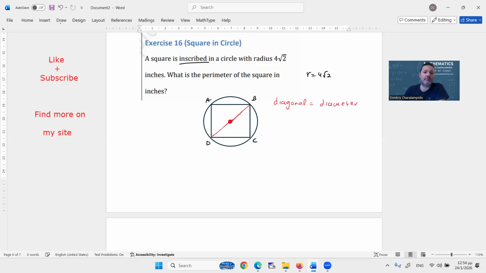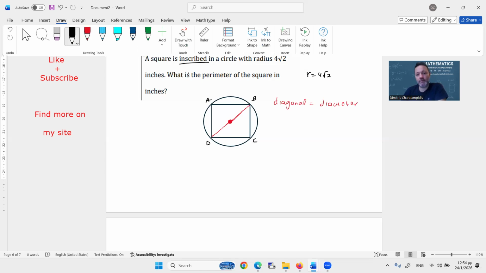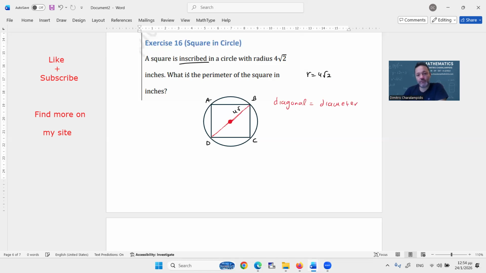This means that if a radius equals 4 root of 2 and 4 root of 2, the whole length of the diameter would be 8 root of 2. We need to find the perimeter of the square.